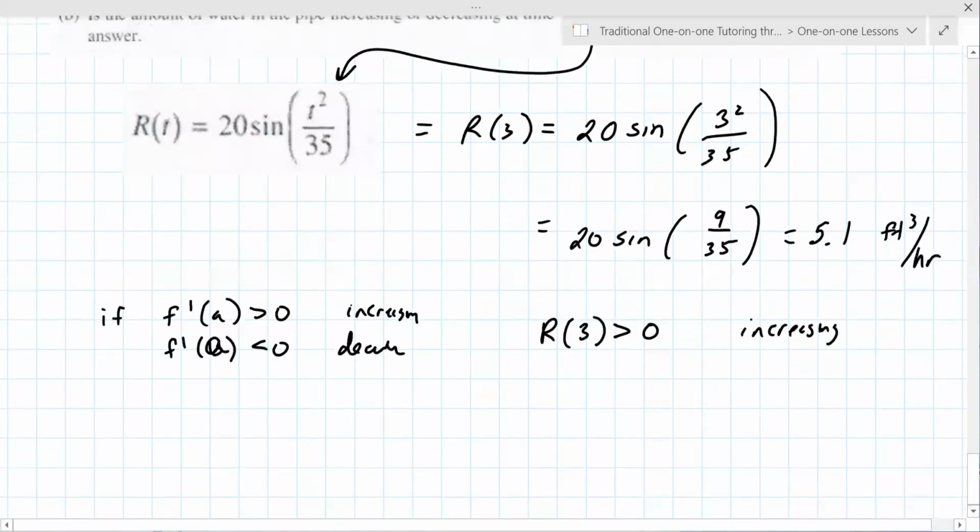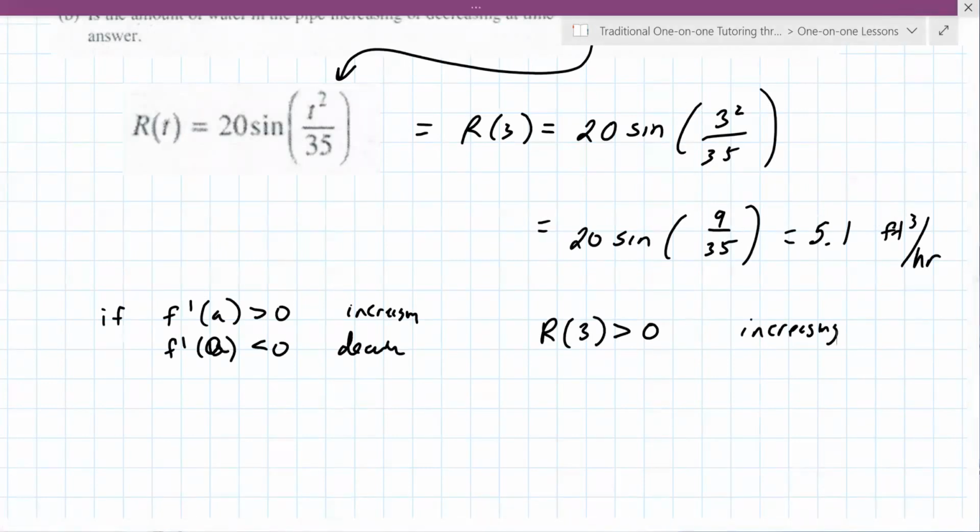Go ahead. Sorry. The one thing I do have a question about is what about the water that's exiting the pipe? Oh, I'm so sorry. It does say the amount of water. I thought it was asking just about the... okay.